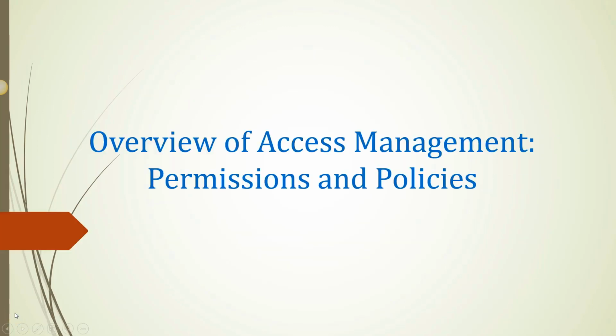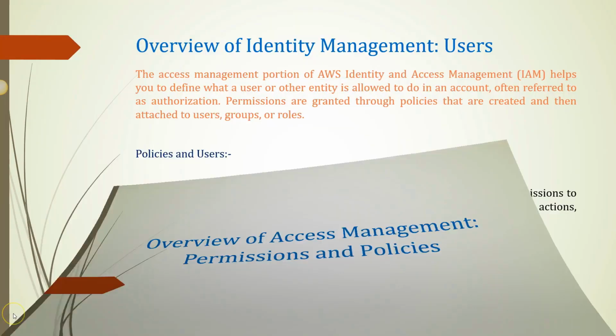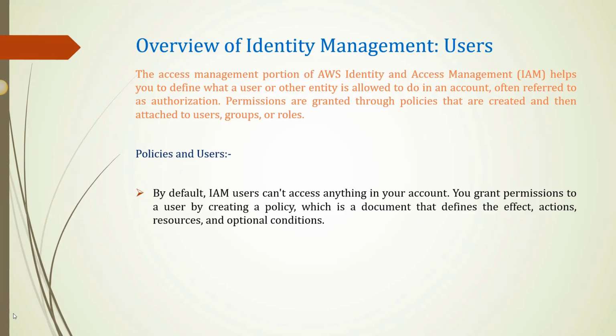Now let's talk about the overview of access management, that is permissions and policies. The access management portion of AWS Identity and Access Management, that is IAM, helps you to define what a user or other identity is allowed to do in an account, often referred to as authorization. Permissions are granted through policies that are created and then attached to a user, group, or role.